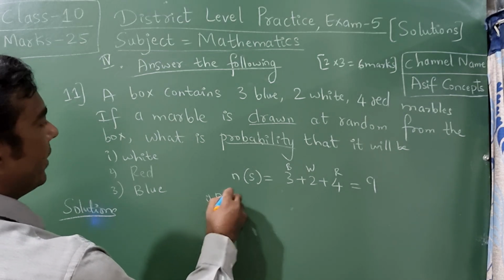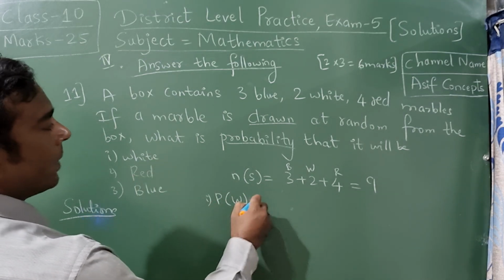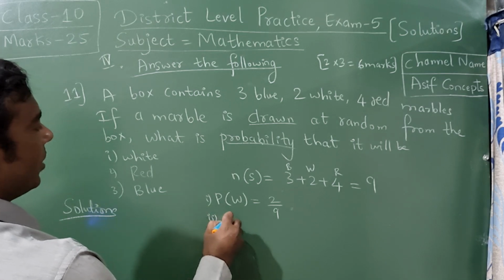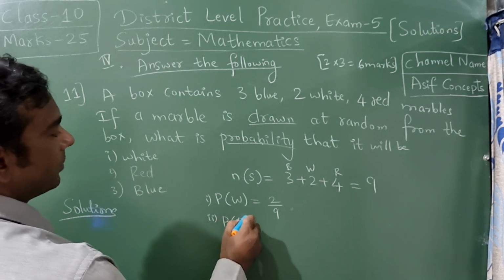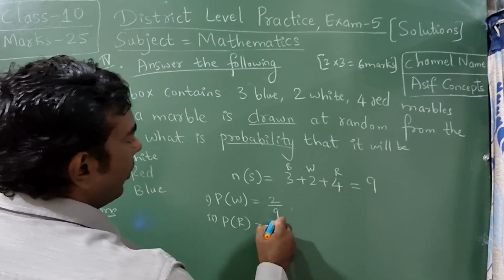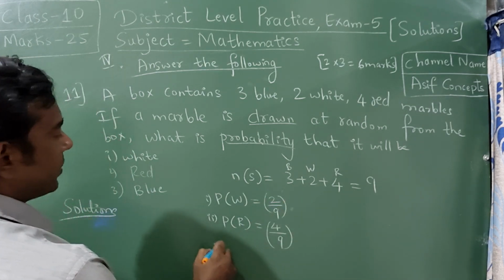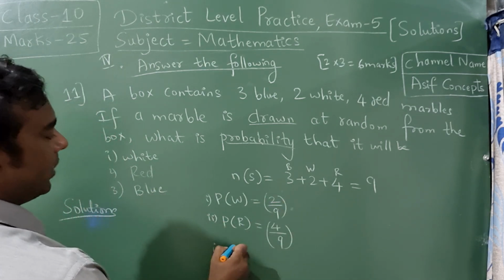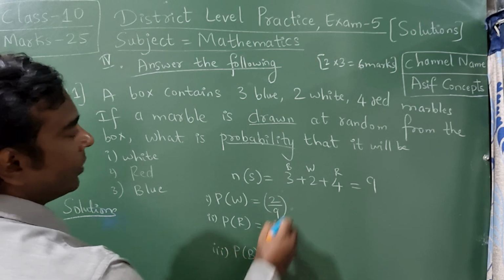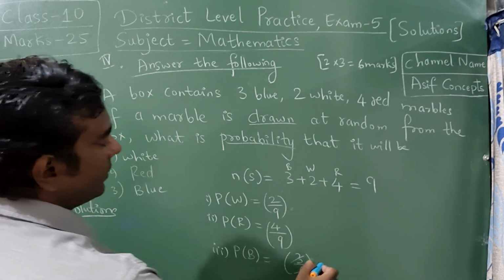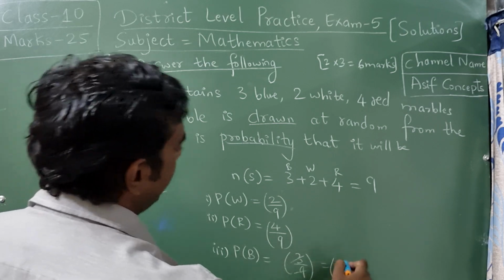First one, probability of getting white. So white is how much? It is 2 by 9. Second one, probability of getting red. So red is how much? 4. So it will be 4 by 9. And the last one, probability of getting blue. Blue is how much? 3. So 3 by 9, or you can write 1 by 3.